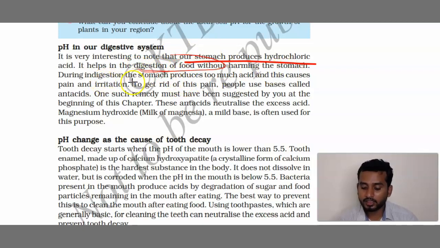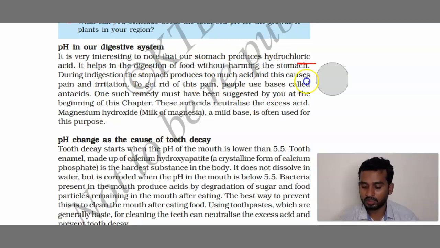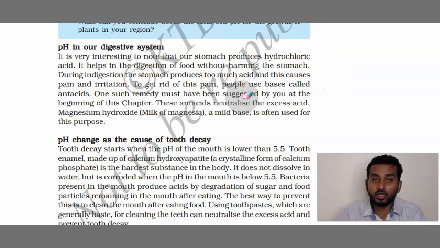During indigestion, we call it indigestion, right? So how can indigestion happen? Simple. When too much acid is produced inside the stomach, then indigestion will happen. Due to that, we feel pain and irritation. If proper digestion doesn't take place, then indigestion will happen. How can we get to know there is indigestion? We get stomach pain and irritation. So that type of sensation takes place due to indigestion, when our stomach produces more acid.